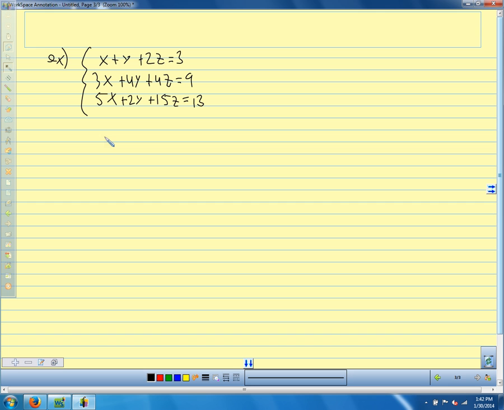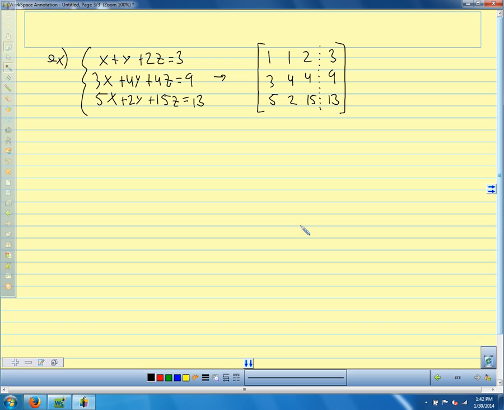We're going to write it as an augmented matrix. So I'm going to write my matrix: 1, 1, 2, 3; 3, 4, 4, 9; 5, 2, 15, 13. So there's my augmented matrix. And you can put the dotted line there if you want. Now what we're going to do is do our row operations on this matrix.